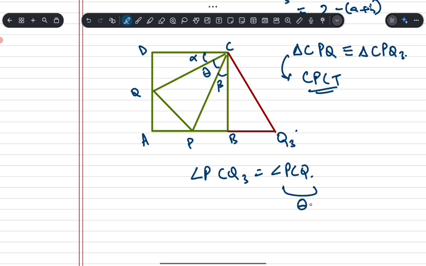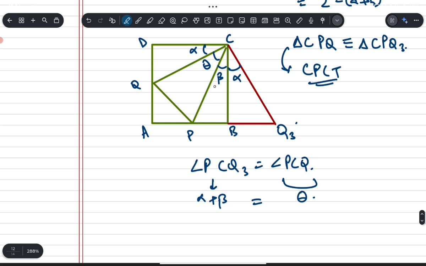That is theta. Also notice that since this is the same triangle as this, because this has been rotated here, this angle is also alpha. The same angle is here, right? So we are essentially saying that alpha plus beta equals theta.